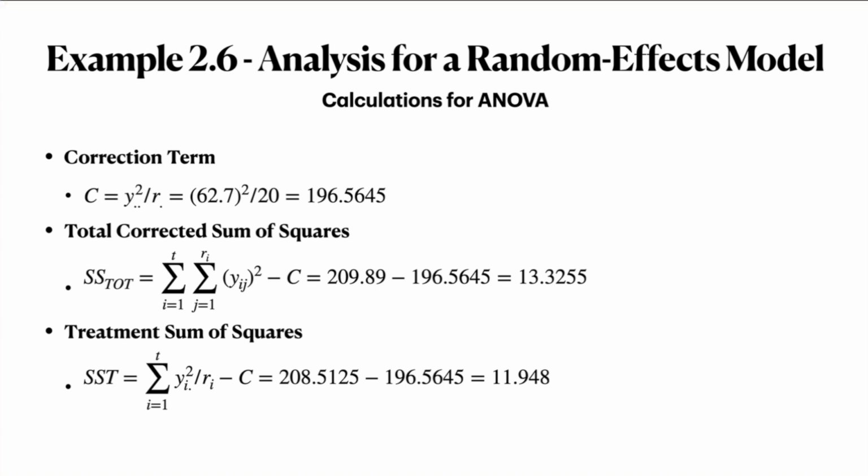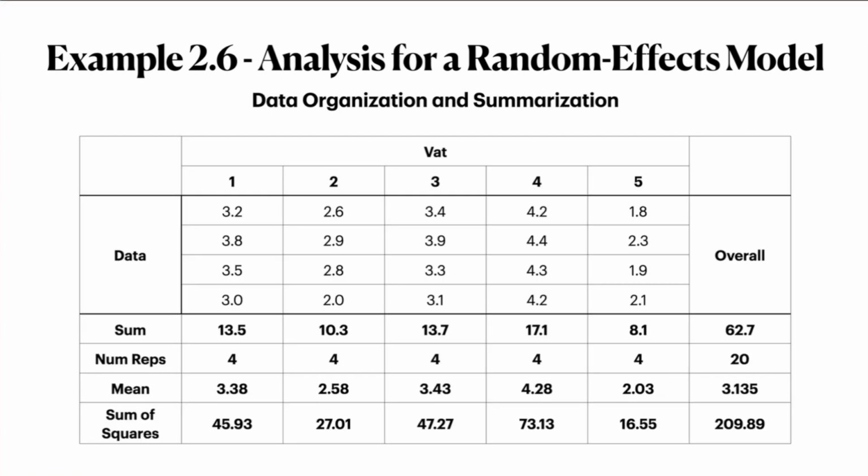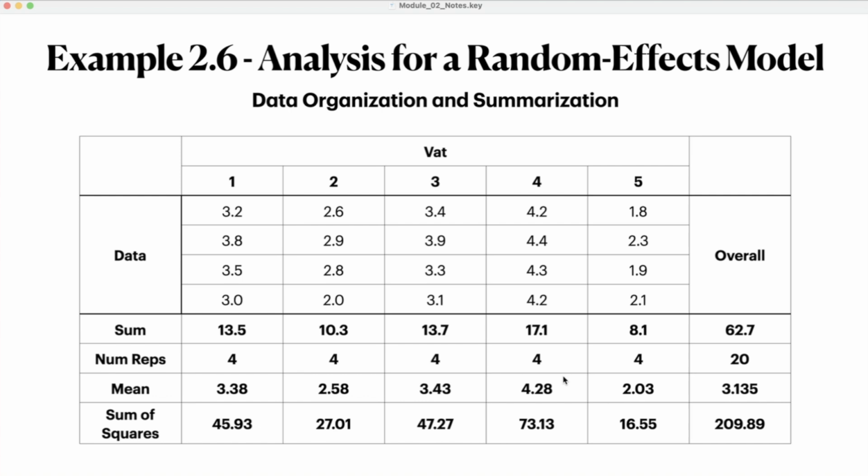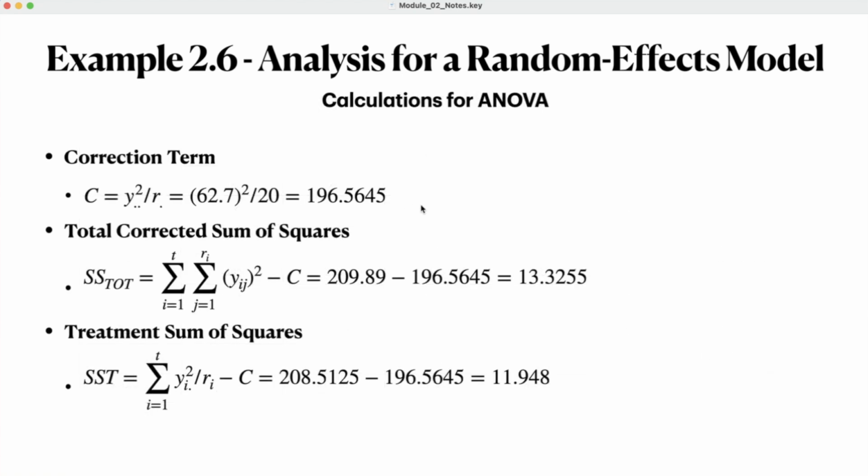And again, these calculations are the exact same calculations that we did for the fixed effects model in the completely randomized design. So this correction term is the square of the overall sum of the observations, 62.7 squared, divided by r dot, which is the total number of observations. So we divide the square of 62.7 by 20, and that gives us 196.5645 as our correction term.